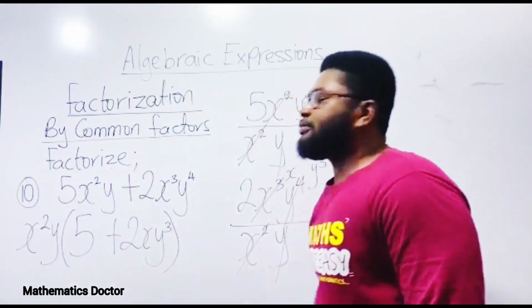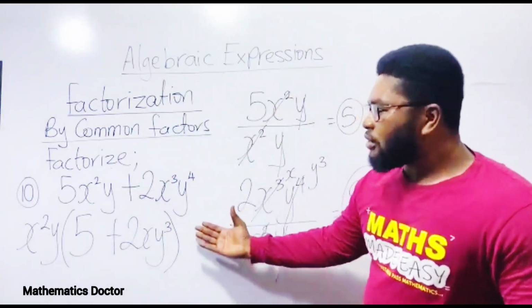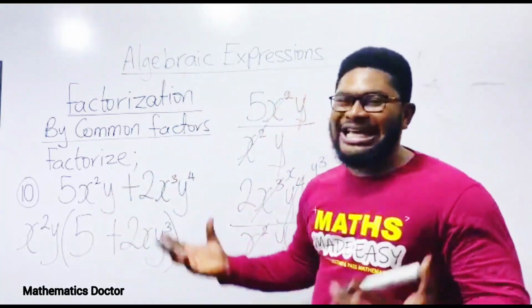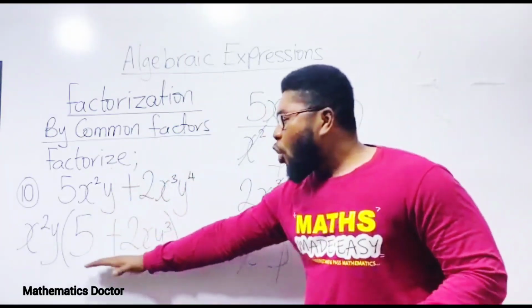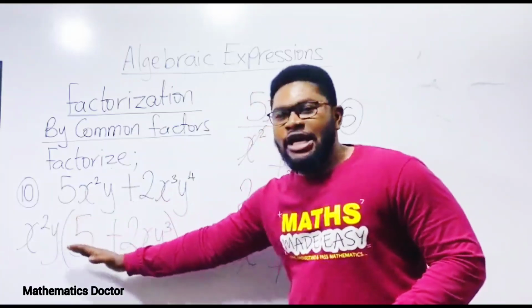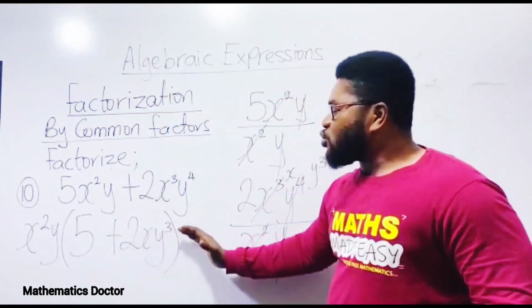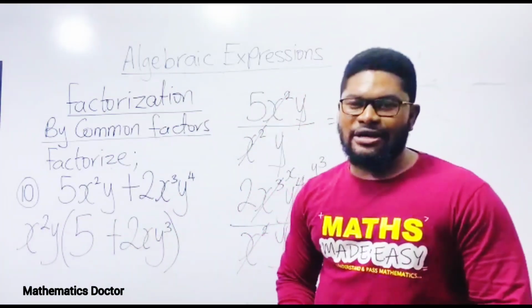2xy cubed. Checking from the question, there is no common factor for the terms inside the bracket. So we can conclude that x squared y into bracket 5 plus 2xy cubed is our final answer.